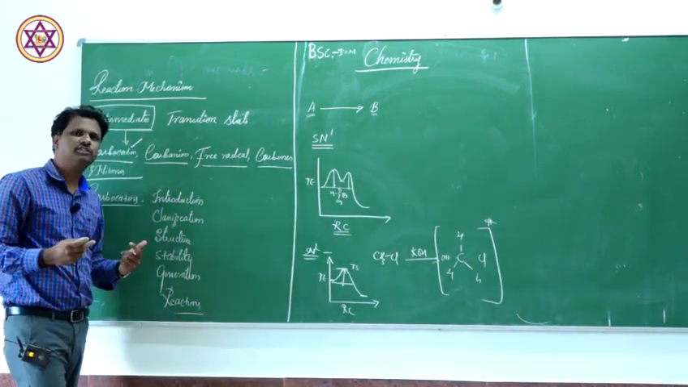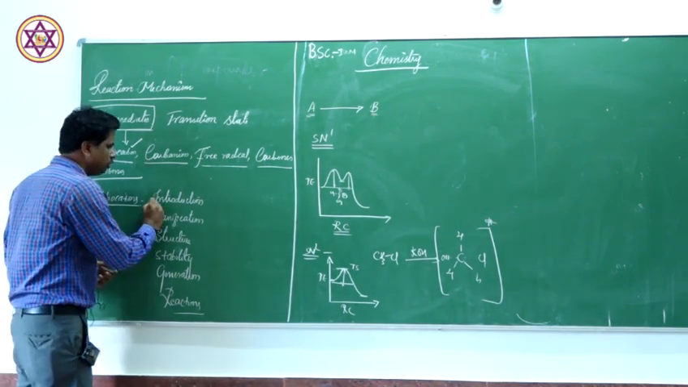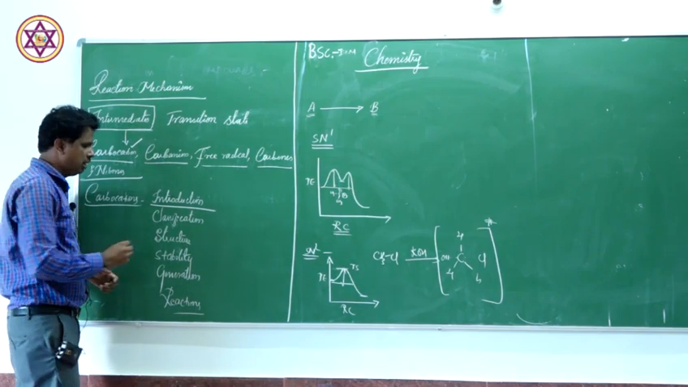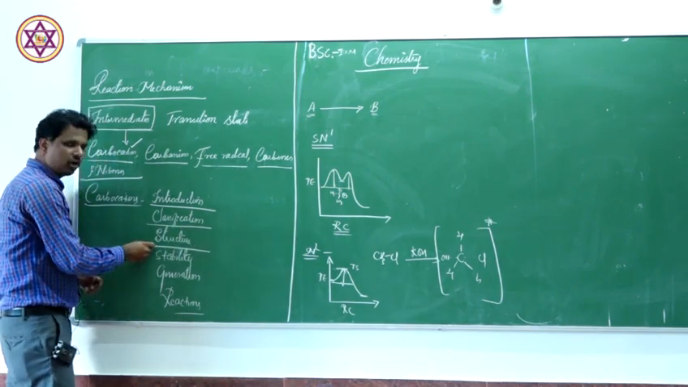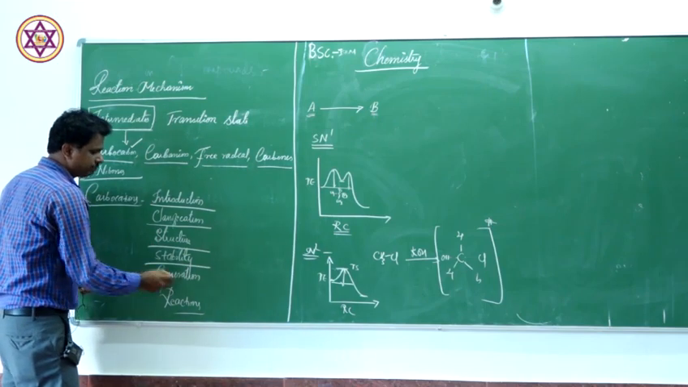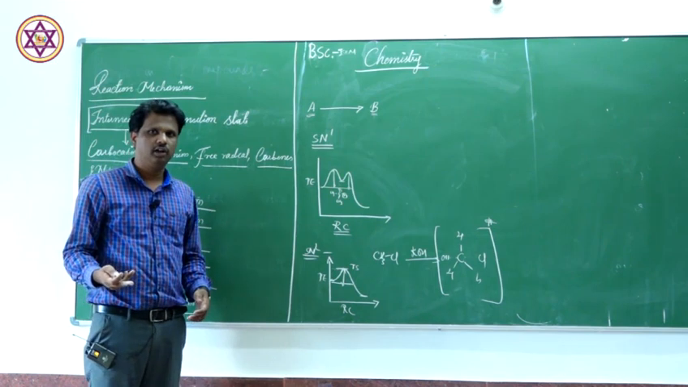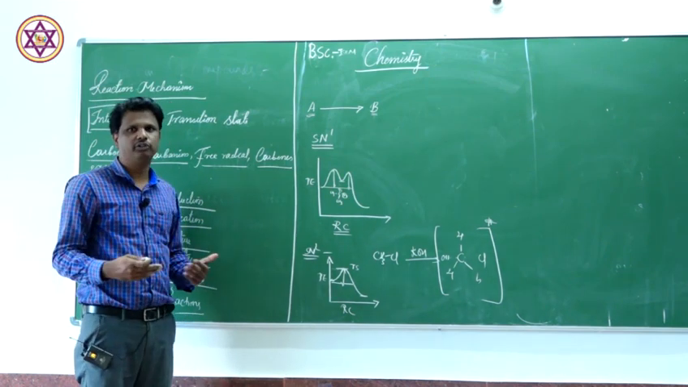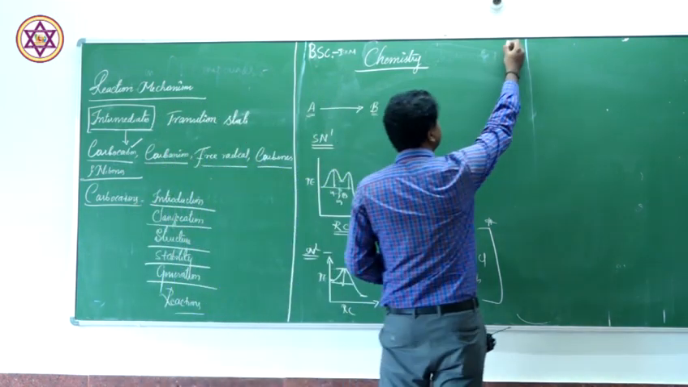Now what we are going to discuss about carbocations, I have already written a few points. Let us try to know what carbocations are, how these carbocations can be classified, what the structure of a carbocation is, its stability, how we can generate carbocations, and what the reactions involved are. Those are the things we have to discuss in this video lesson. Now let us begin.